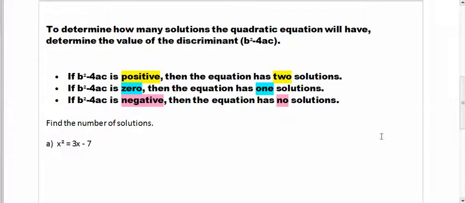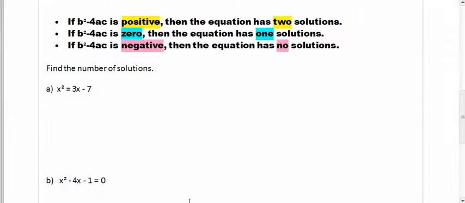And if you do b squared minus 4ac and the answer is negative, then the equation has no solutions. So stop the tape and go ahead and copy down those notes, because you will need them. You need to know that positive is 2 solutions, 0 is 1 solution, and negative is no solution. Now we're going to do a couple of practice problems.